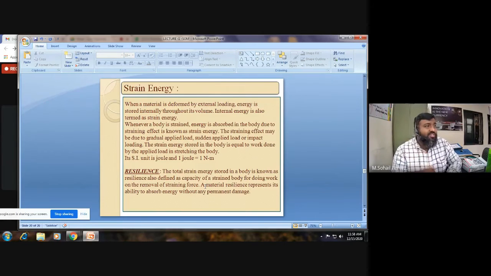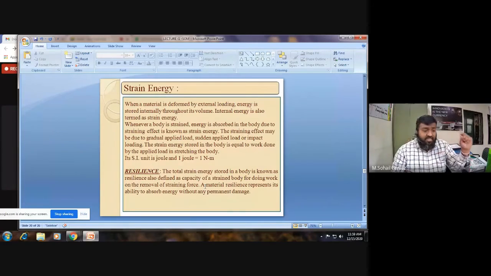Why am I going through all these definitions? Because these are the most important definitions in the subject of strain energy. Specifically, resilience: the total strain energy stored in a body, or sometimes it is known as the capacity of a body. How far you can store the energy. Say some springs are there, rubbers are there. It can deform up to 60%, some up to 50%, some up to 40% of their length. So it depends on resilience.